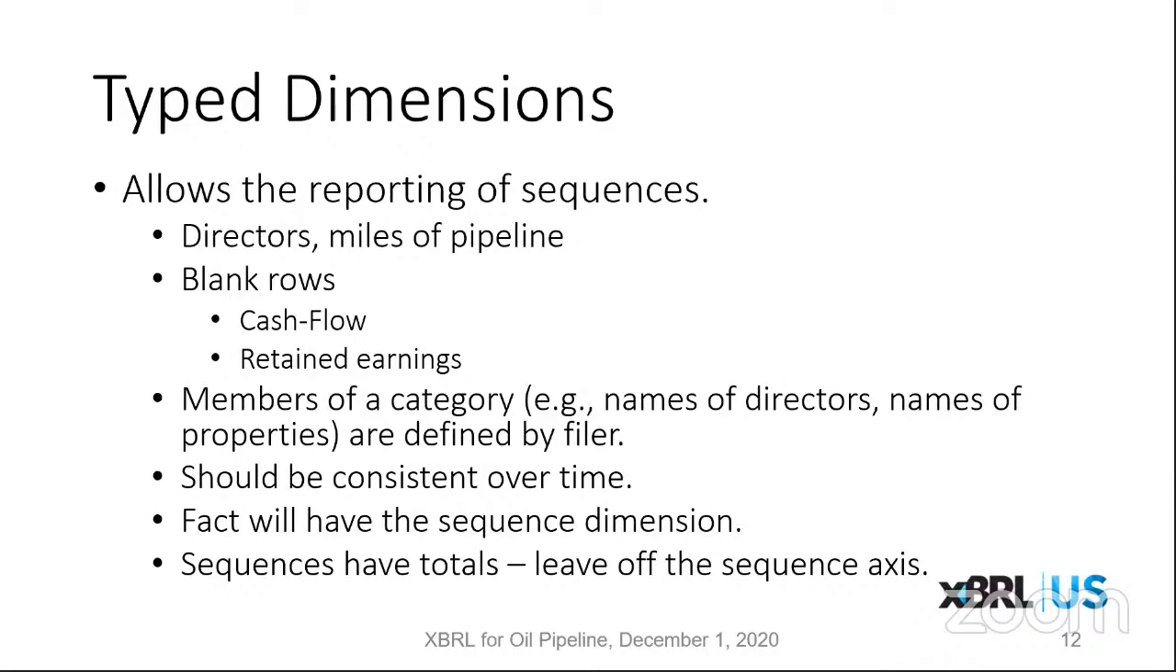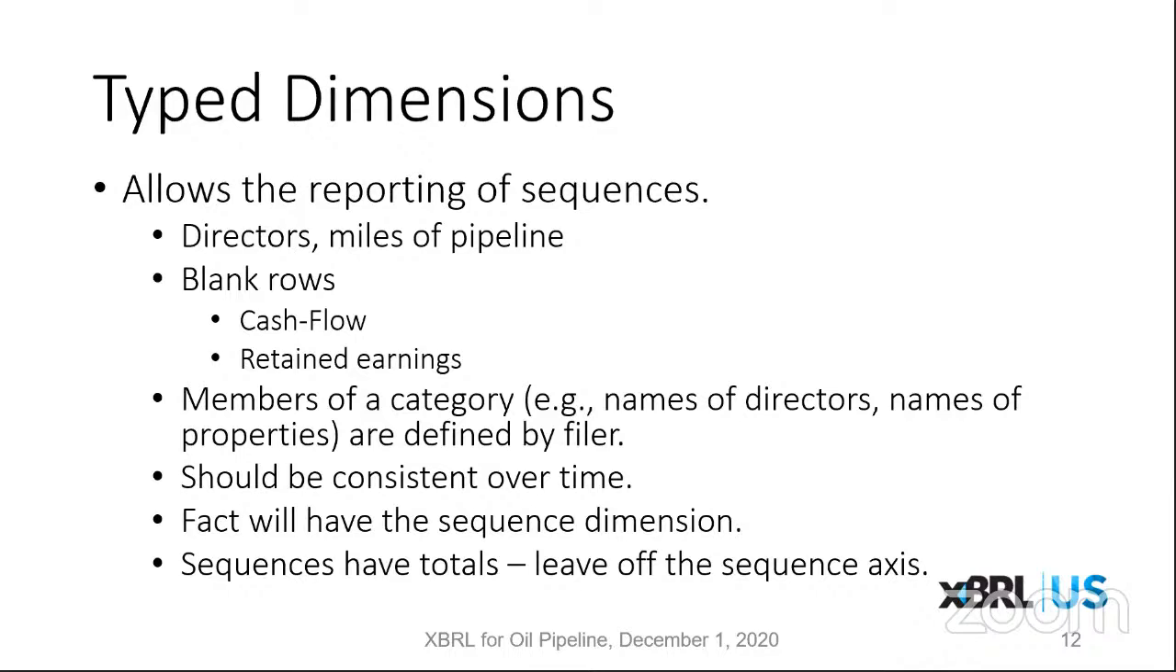The other thing to be aware of with type dimensions is that there's an identifier which basically identifies the row. You don't see it in the filing, but it's in the underlying data, which basically says, if it's a director, you assign a key or an identifier for that row. And these keys are used to allow anyone using the data to get comparability over time. So one of the things you want to make sure you do is that you keep these identifiers consistent from one filing to the next.